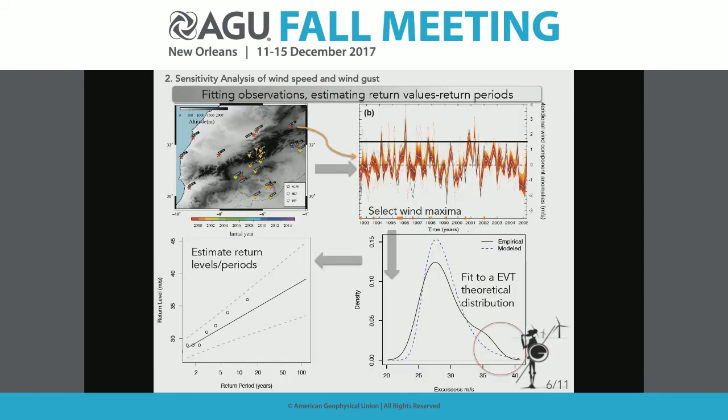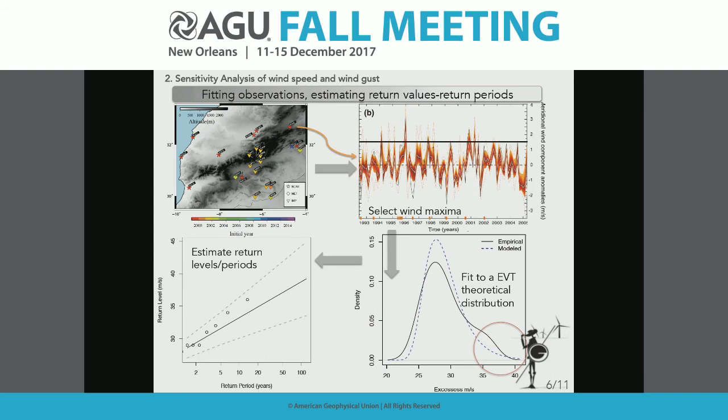So what we can do is, at each one of the sites, we have observational series. This is a schematic symbolic series of wind here. So we select the wind maxima in a way to be defined afterwards. And then these maxima are fitted to a probability distribution belonging to the extreme value theory. So we are very much interested in focusing on what happens at the tails of the distribution, of course, because we are focusing on the most extreme winds. And then from the particularities and characteristics of this theoretical distribution, we can extrapolate wind return levels.